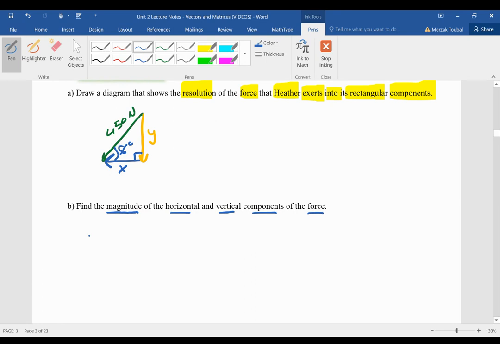We know that, let's find x first, okay? We know that cosine of 56 degrees is the adjacent, which is x, divided by the hypotenuse, which is 450. Using algebra, we cross multiply. X equals 450 times cosine 56 degrees. Then we can put this in a calculator and determine what 450 times cosine 56 is.